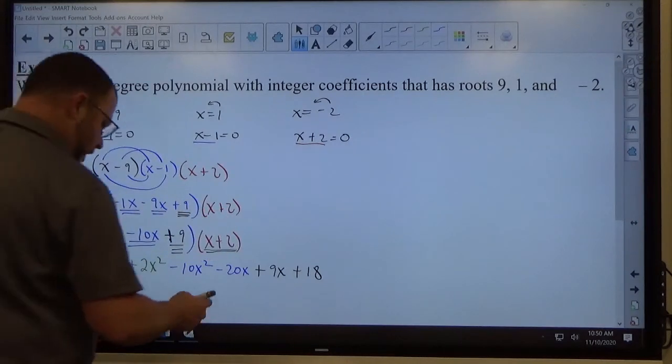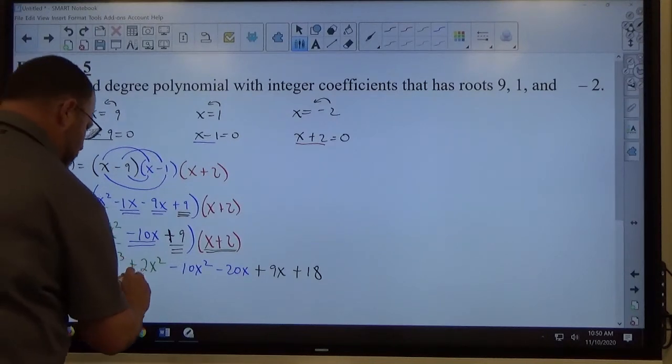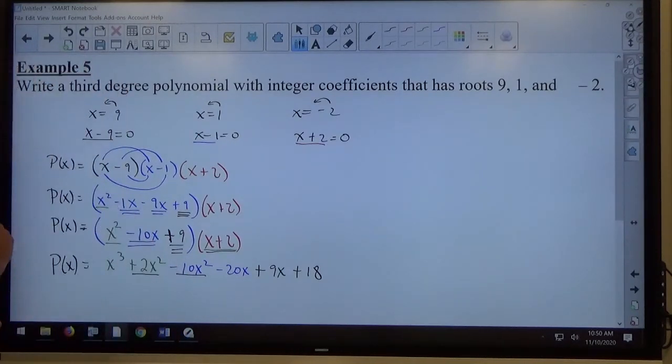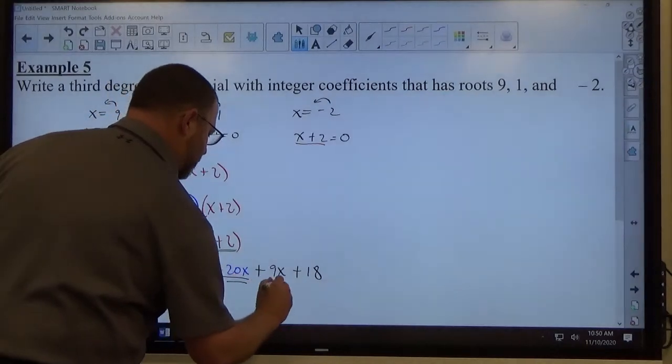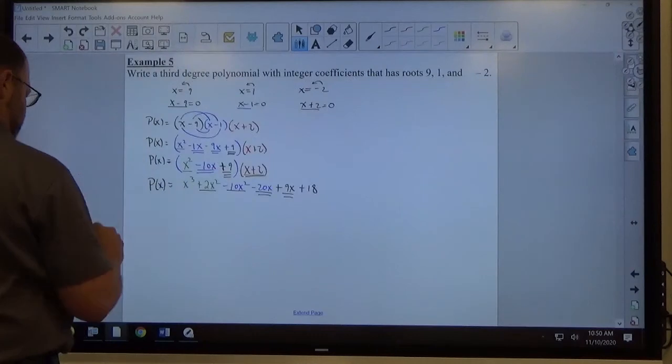And then once again, you look at like terms. So my final step here is combine like terms. 2x squared and minus 10x squared are like terms. Negative 20x and positive 9x are like terms. X cubed and 18 have no like terms. So my final step is to combine those like terms.